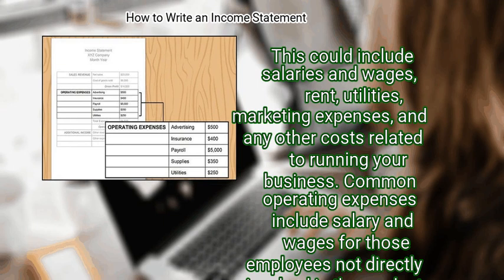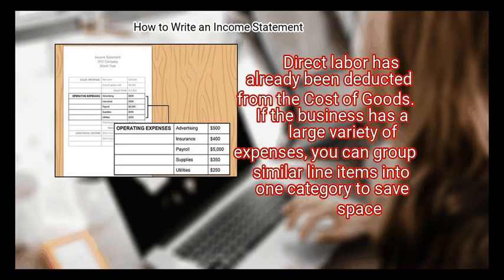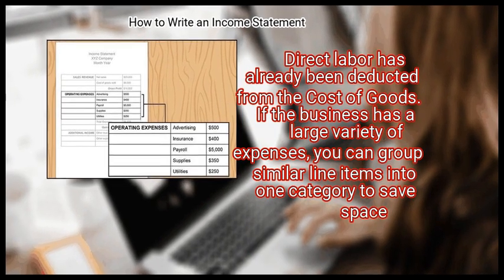Common operating expenses include salary and wages for those employees not directly involved in the production of goods, rent, insurance, office supplies, professional fees, utilities, transportation expense, marketing, depreciation, and property taxes. Direct labor has already been deducted from the cost of goods.